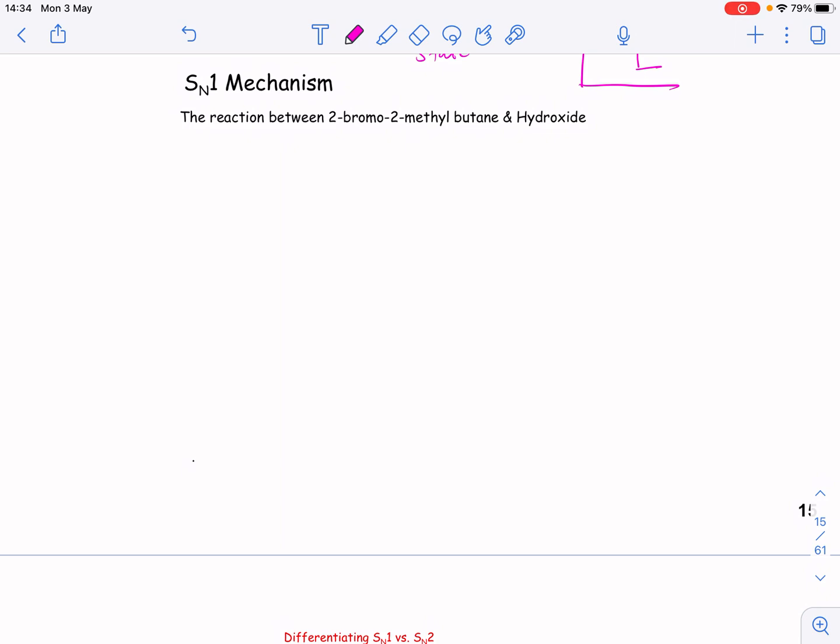So it's a bit misleading. The 1 term is really not particularly helpful for remembering the mechanism, other than remembering that it's counterintuitive.